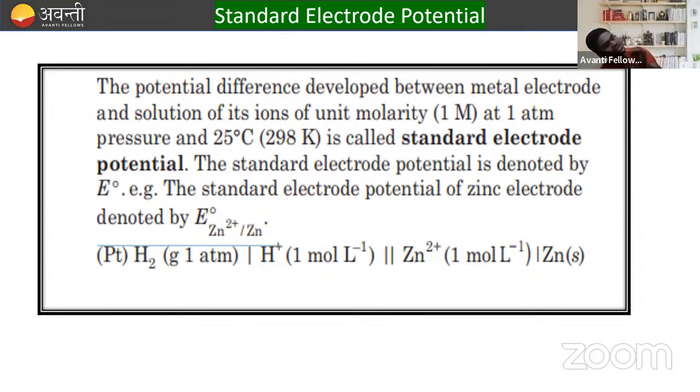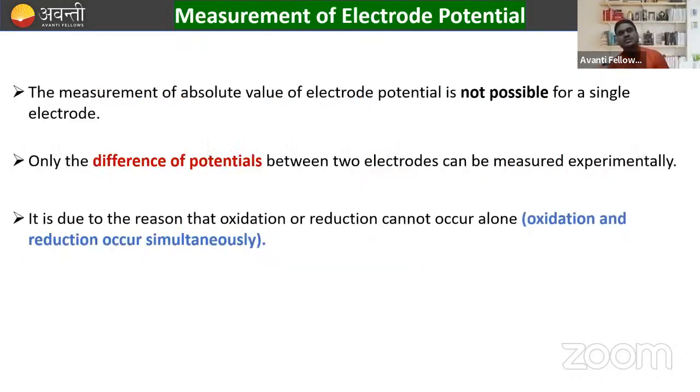So this is called the standard electrode potential: when the concentration is 1 molar, the pressure is 1 atm, and the temperature is 298 K. So this is how we can measure it. Now the next thing that comes is how the measurement of electrode potential takes place.